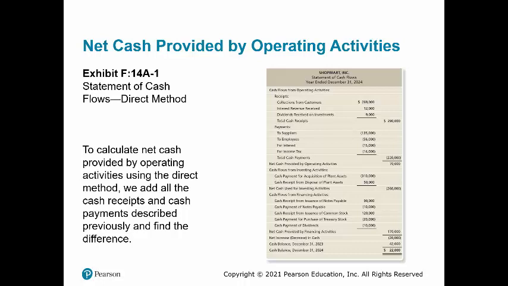If you remember from the previous presentation, using the indirect method, we determined that the net cash provided by operating activities was also $70,000. The amount is the same. Only the method by which it was calculated is different. And if you notice, the remainder of Shop Mart's statement of cash flows is exactly the same as we calculated using the indirect method. So this slide shows the completed statement of cash flows using the direct method for operating activities. And that is the conclusion of the presentation for Learning Objective 14.4.